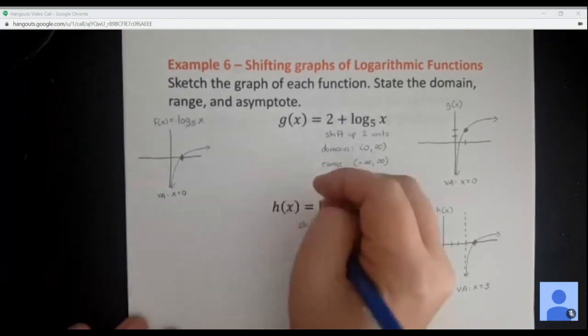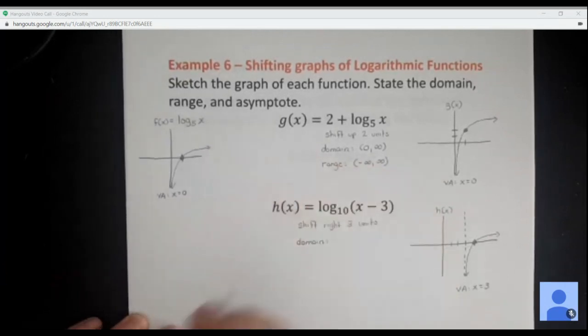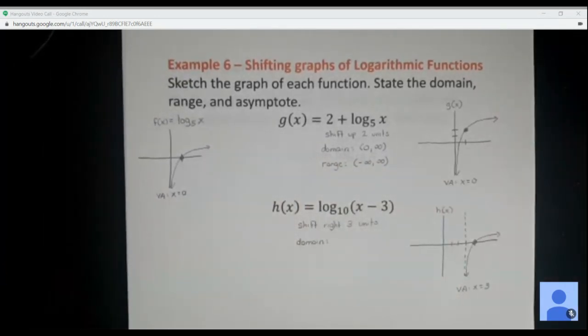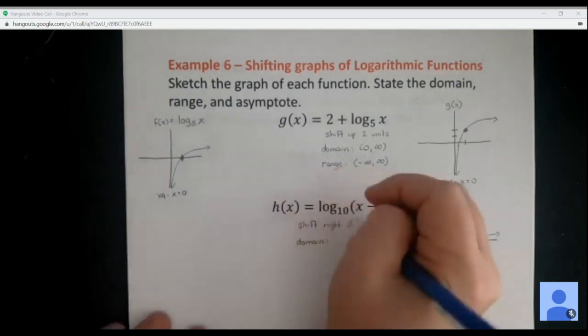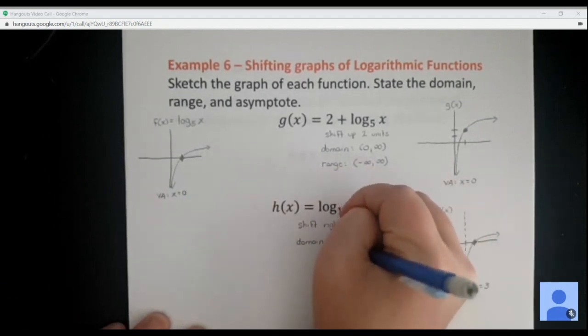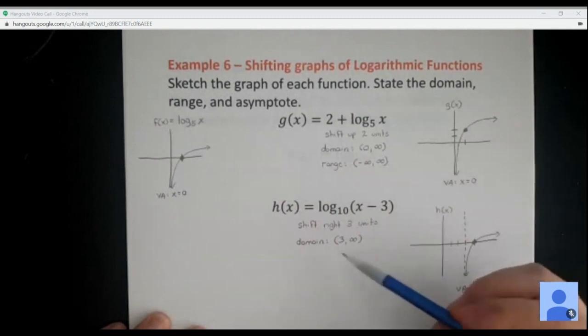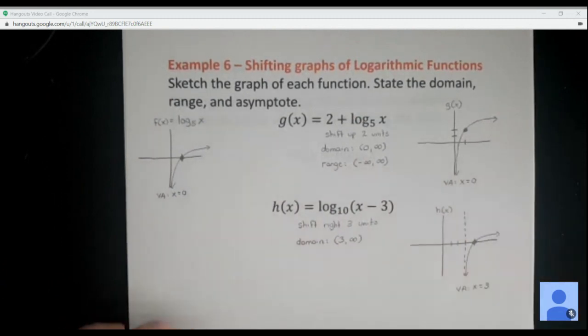All right, so let's get our domain and range now. So what's the domain for this new graph going to be? Good, right? So this time, we're starting from 3, we're going to infinity. And again, because there's an asymptote at 3, we're not including 3. So it's just going to be parentheses 3 to positive infinity.